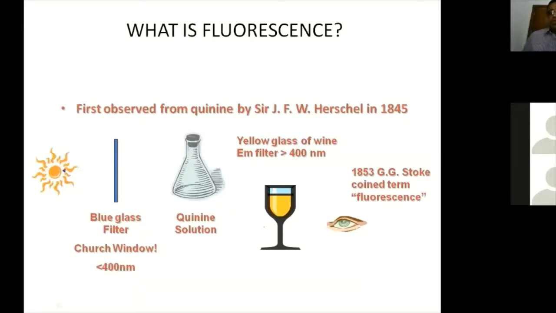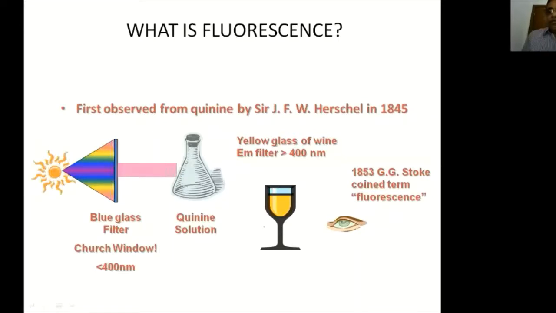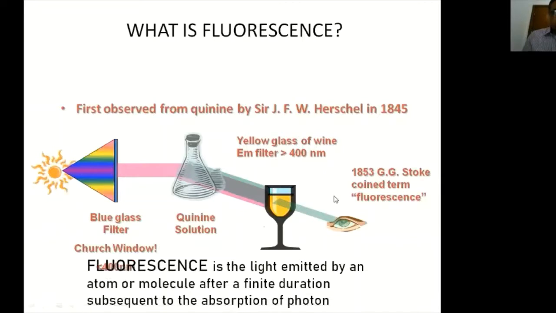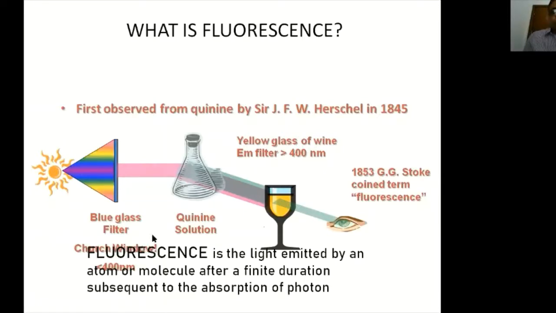Now, when you say fluorescence, this was observed in the year 1845 by Herschel, and he used sunlight, put in glass filters, and used a quinine solution as a sample, and used another wine glass as a filter, and viewed it through the bare eye. This was the basic observation of fluorescence. And later on, the name fluorescence was given by Stokes, which is the important nomenclature, in the year 1853. By looking at this view graph, you can really guess what fluorescence basically is.